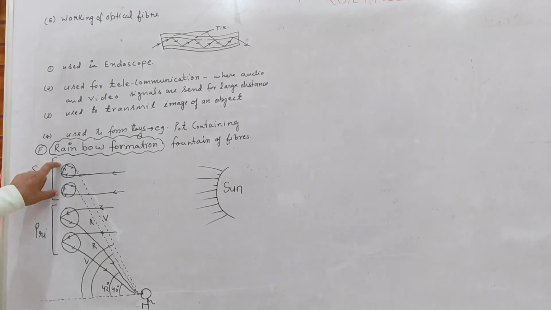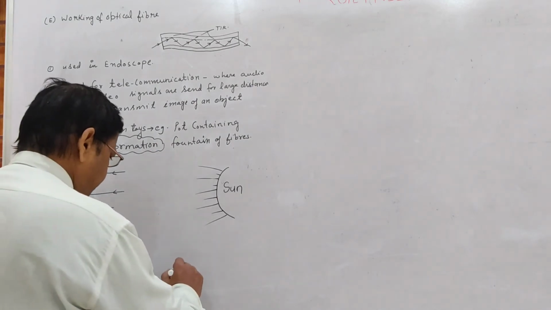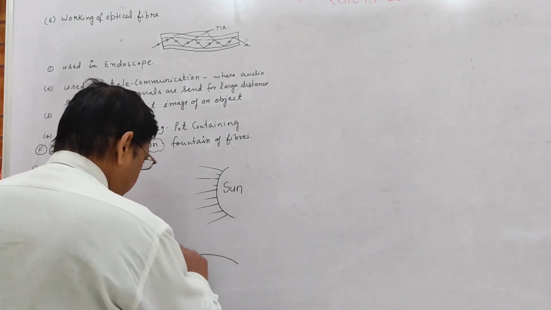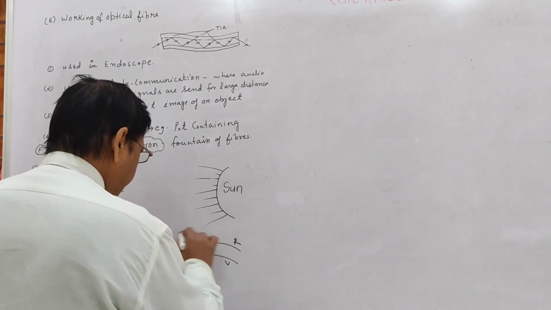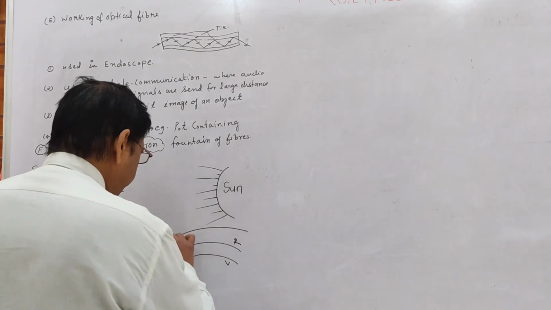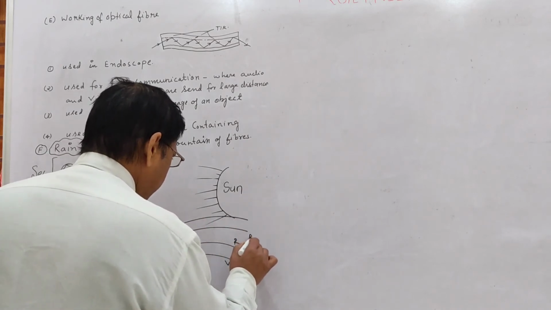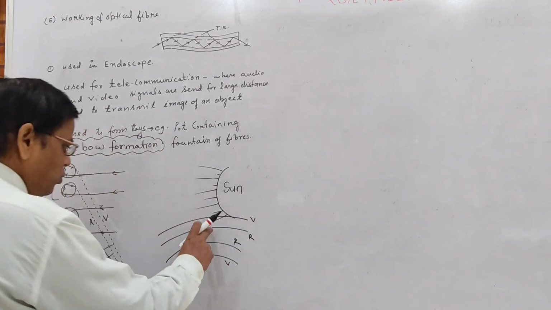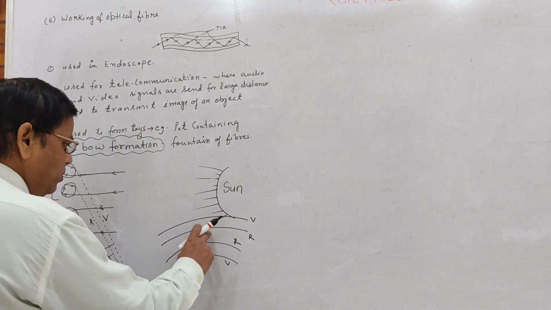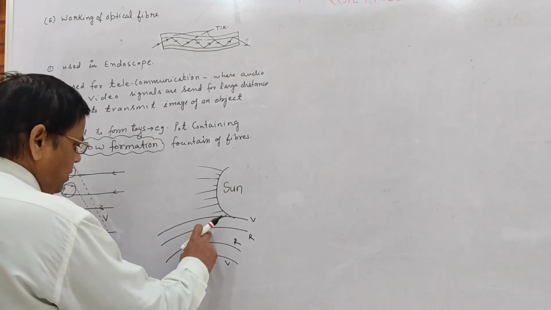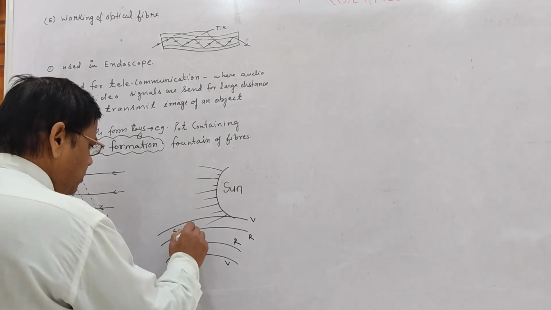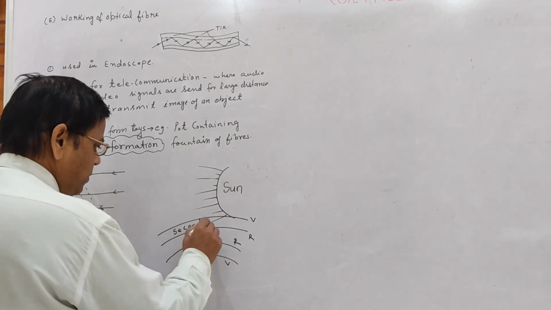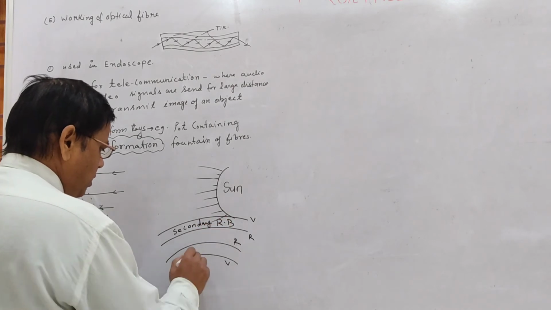This is less bright, this is brighter, and it looks like this. Suppose this is the primary rainbow. This is violet color, this is red color. This will be the secondary rainbow. This is red color, this is violet color. So the red colors of both rainbows are facing each other, you can say. This is the secondary rainbow, and this is the primary.